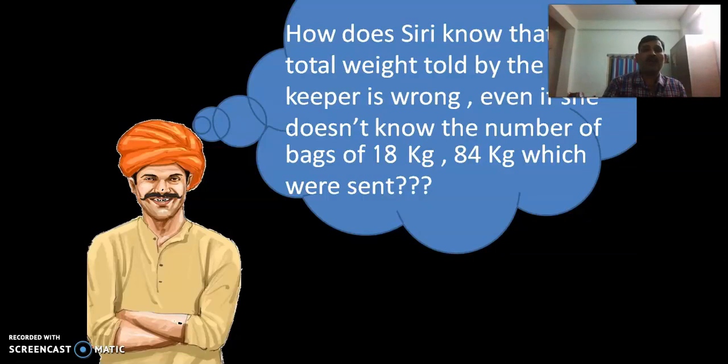Now let us go back to the previous problem. Like at the beginning, one question is there, that is, the father was thinking, how does Siri know that the total weight told by the shopkeeper is wrong, even if she doesn't know the number of bags of 18 kg, 84 kg which were sent?